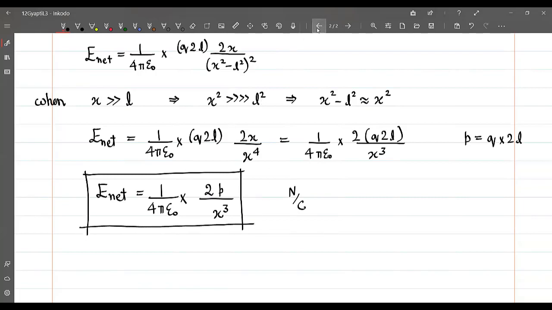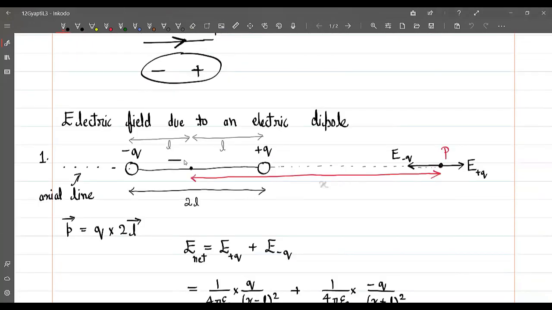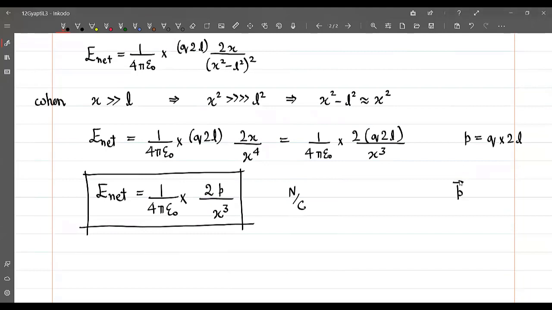There is another catch of this convention, that we take the direction of dipole moment from negative to positive. So my dipole moment vector P lies along this, and the net electric field is also in this direction. So you see, the direction of electric field and dipole moment vector are the same. If I want to write P vector, that will be equal to Q into 2L vector. So the direction of the L vector or the dipole moment vector is the same as the electric field. That is a result that we can use here.